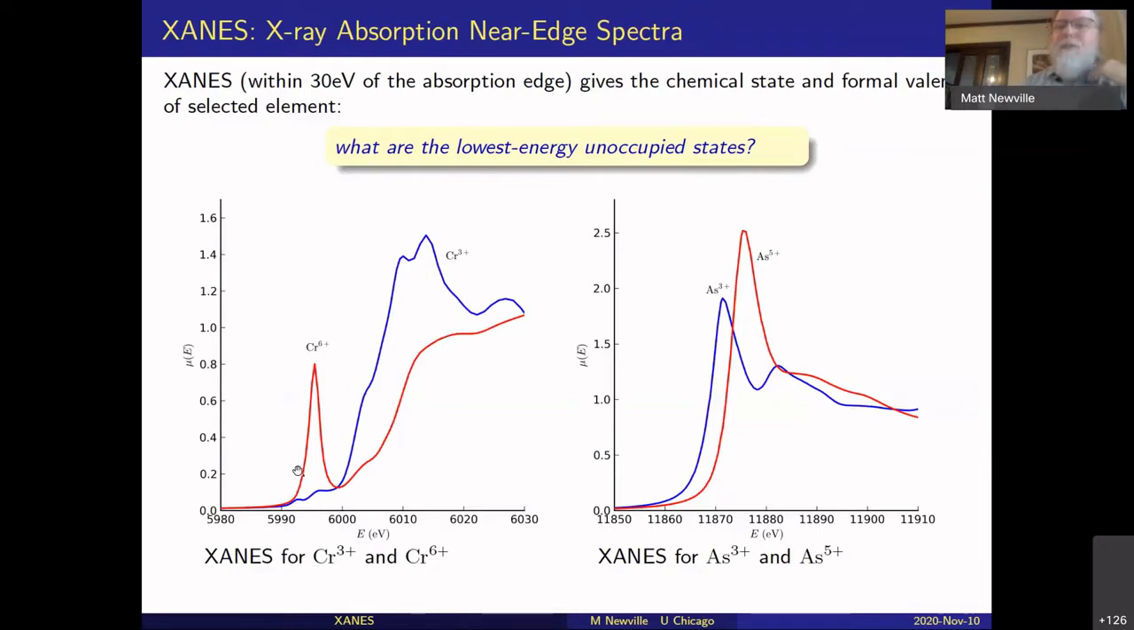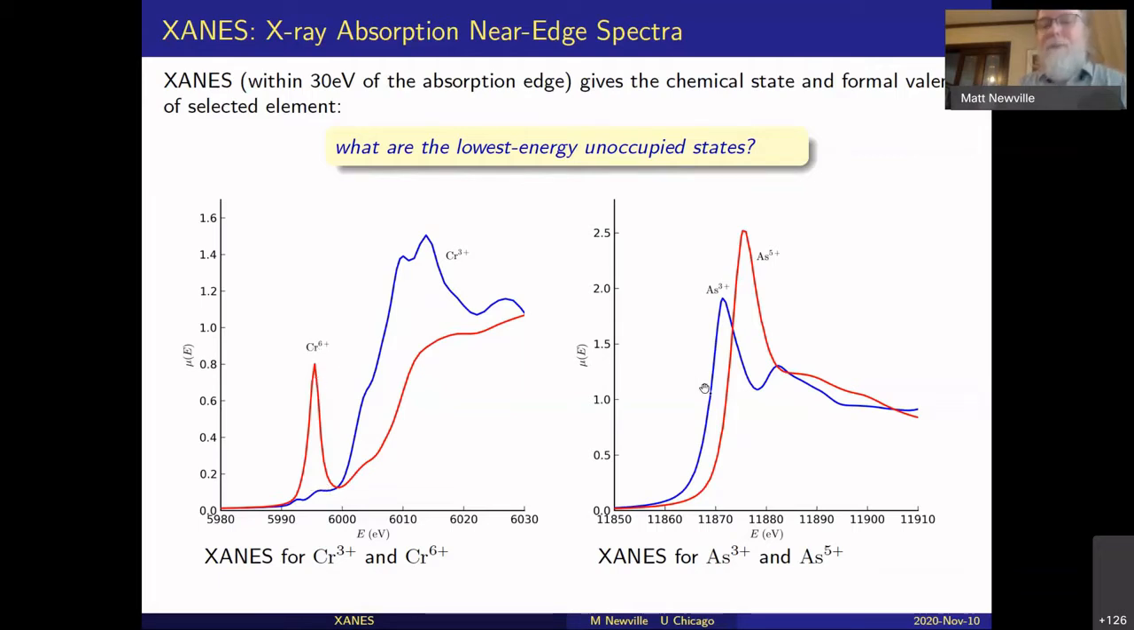The poster children for XANES analysis are chromium, where chromium-6 and chromium-3 are wildly different. This peak here in the chromium-6: the chromium-6 oxide is tetrahedral, so the p and d empty density of states for the chromium atom are very strong. The p density of states from the oxygens hybridize with the chromium d states, and you get this huge peak. Actually, you see it's a small peak for chromium 3+. It's not 0, it's small, and then it becomes huge for chromium 6+.